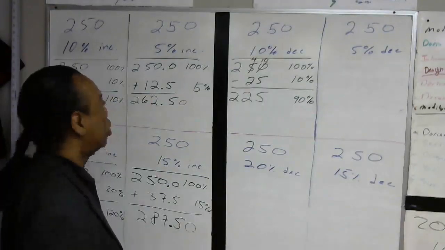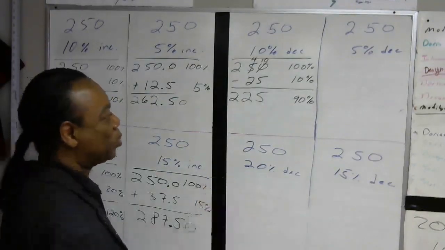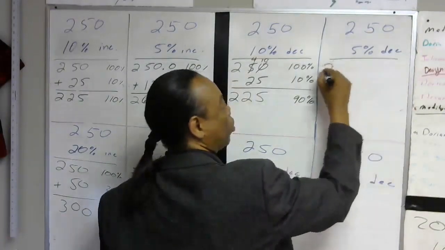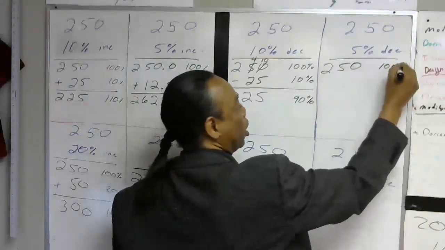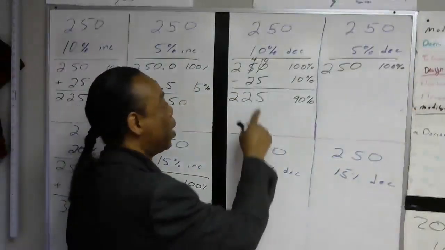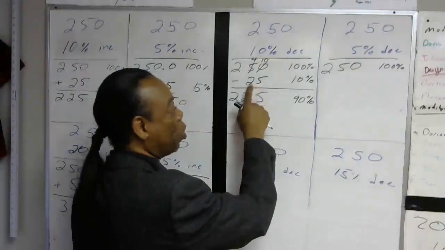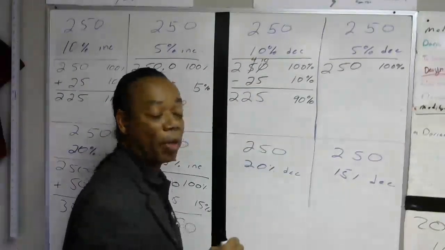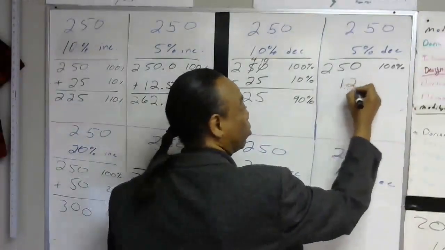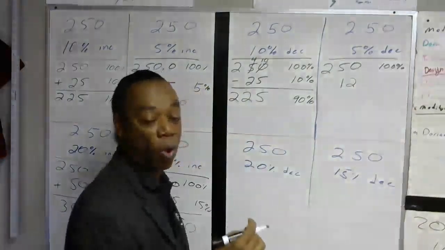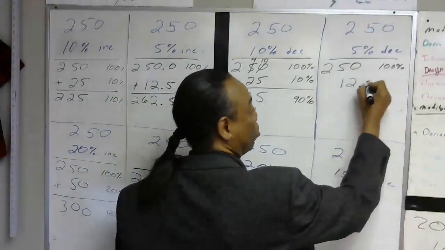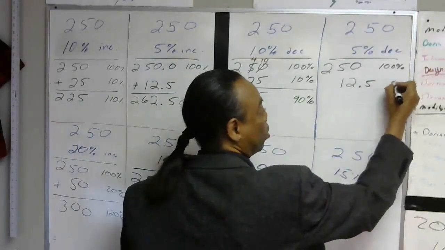Okay. Let's go to 5%. 5% decrease, 250. That represents 100% of the original. To find 5%, we go back to the 10% answer. And we say, well, what's half of 25? Well, I'm going to take half of 24, which is 12. And then half of the 1 that I took away from 25 is going to be 0.5. This represents 5%.